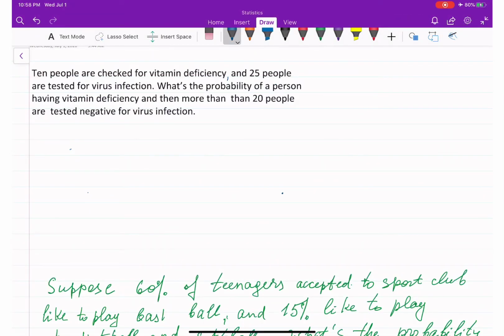Here we are going to solve probability related problems. So 10 people are checked for vitamin deficiency, 10 people we have, and 25 people are tested for virus infection. What's the probability of a person having vitamin deficiency? So this is the first part of the question we need to answer.